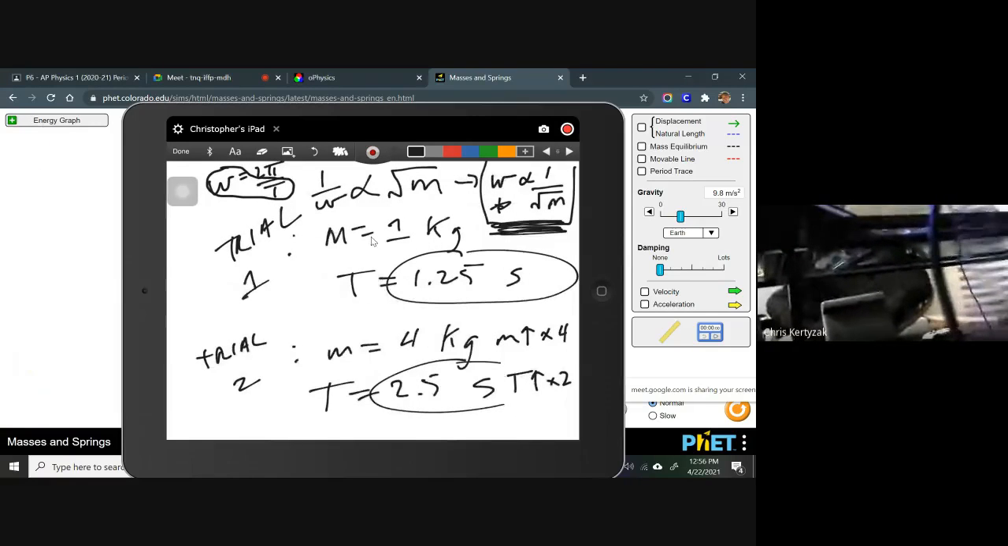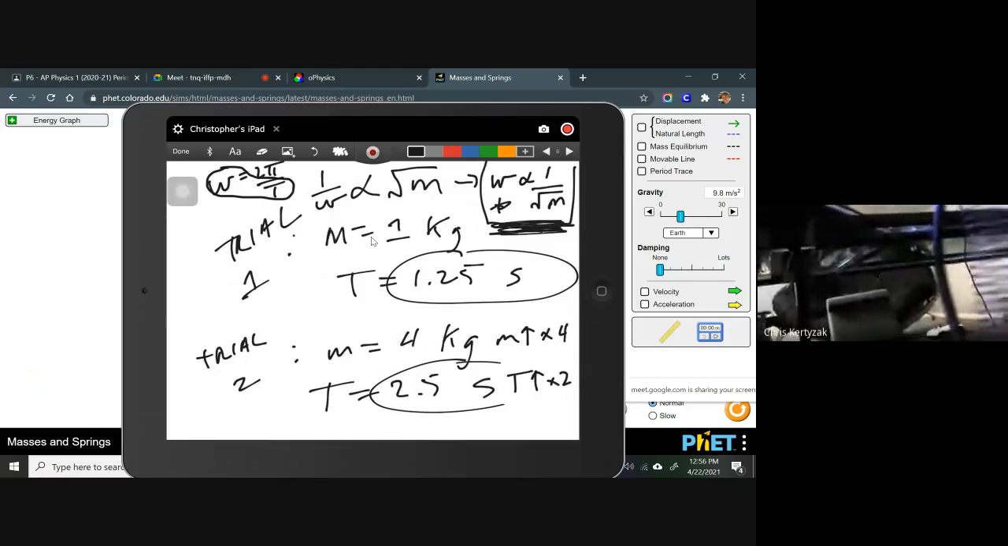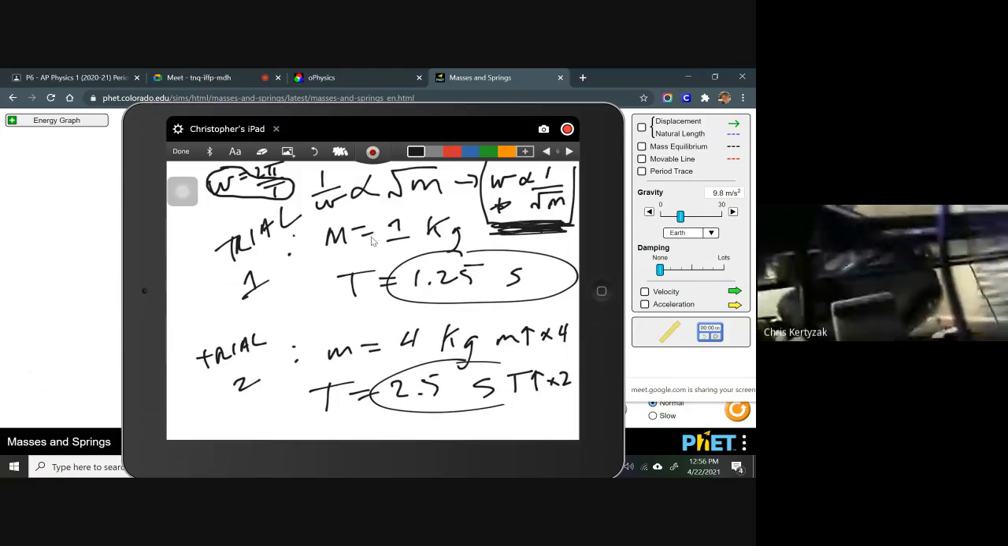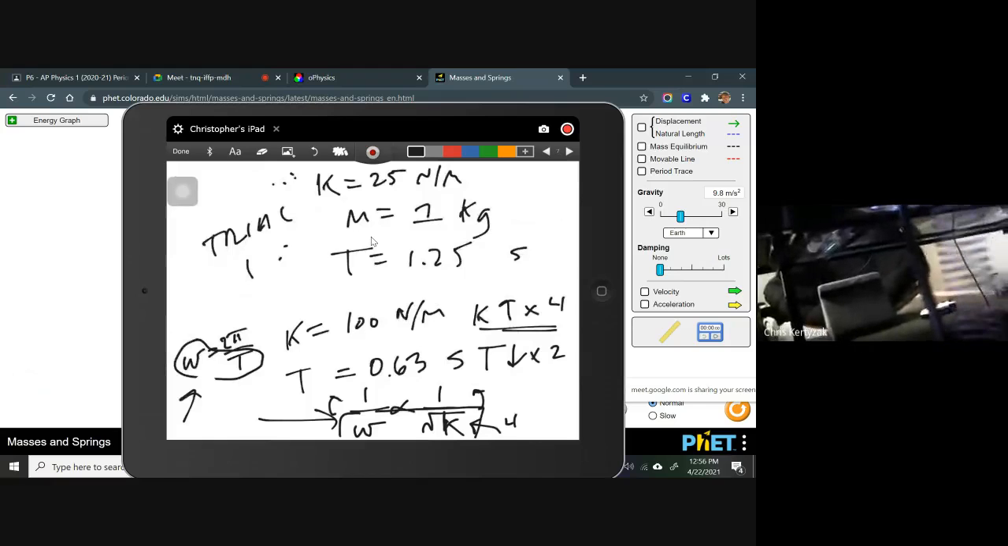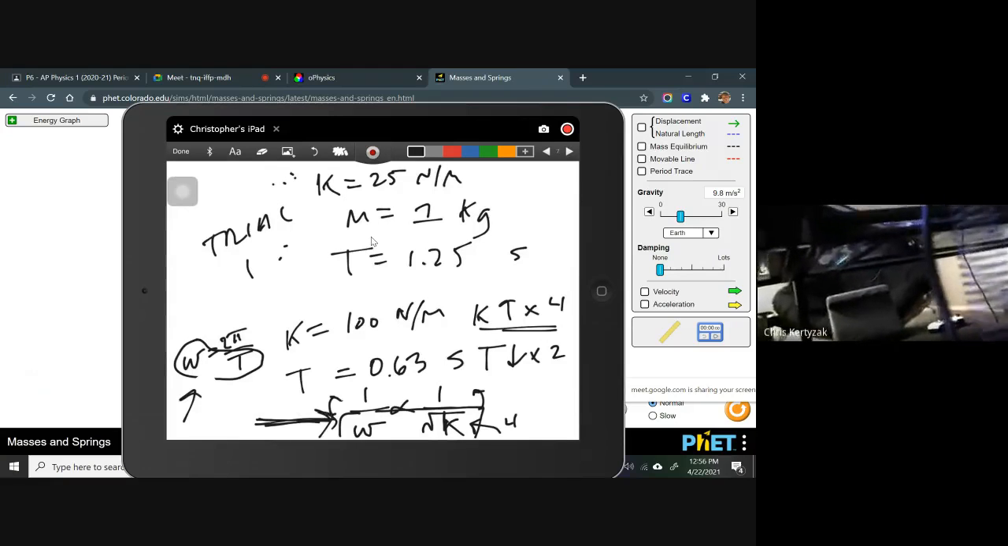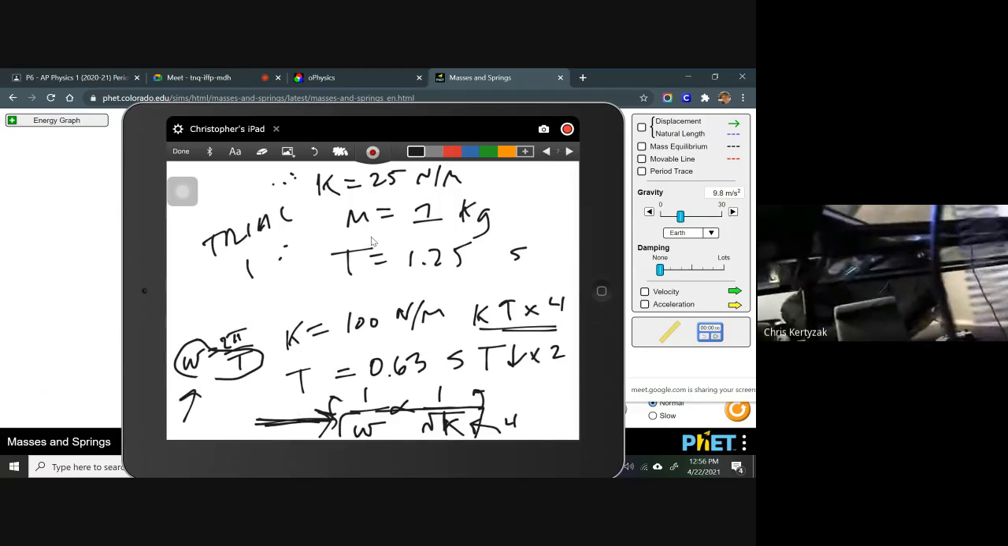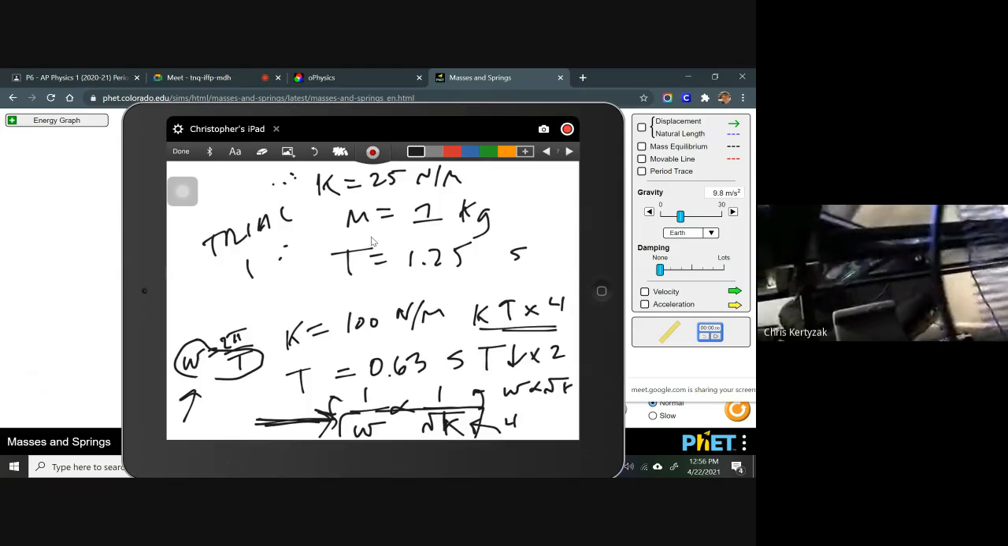Those bar graphs. So we end up with 2 results. The top right shows omega is inversely proportional to the square root of m. And then in another experiment, what I have here on the bottom shows omega is directly proportional to the square root of k.